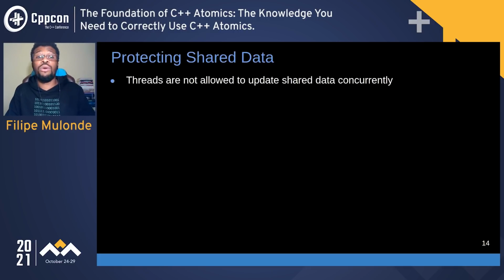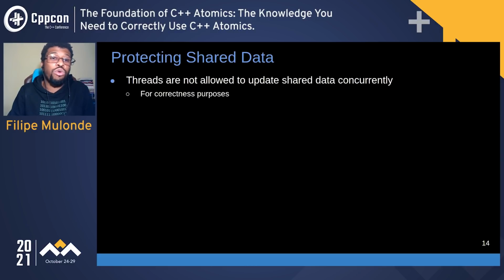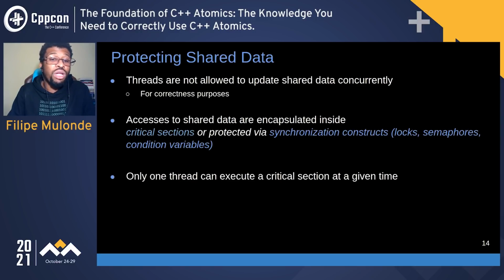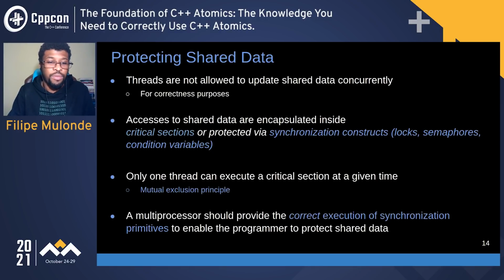Now let's understand why it is important to protect shared data. Threads are not allowed to update shared data concurrently for correctness purposes. Access to shared data is encapsulated inside critical sections or protected via synchronization constructs: locks, semaphores, and condition variables. And only one thread can execute a critical section at a given time. That's the mutual exclusion principle. A multiprocessor should provide the correct execution of synchronization primitives to enable the program to protect shared data.